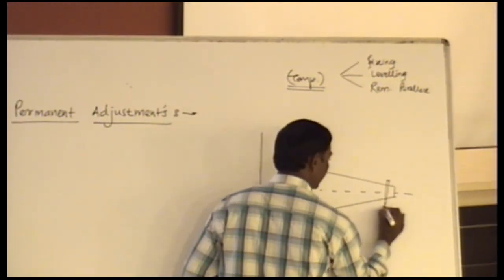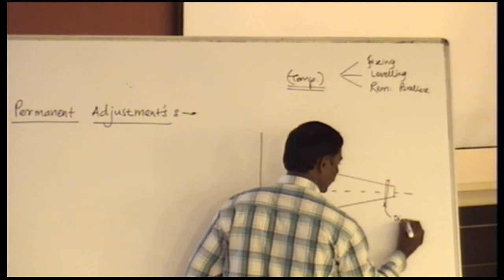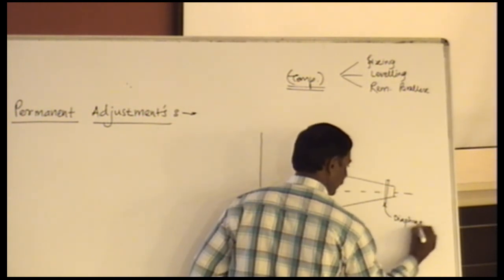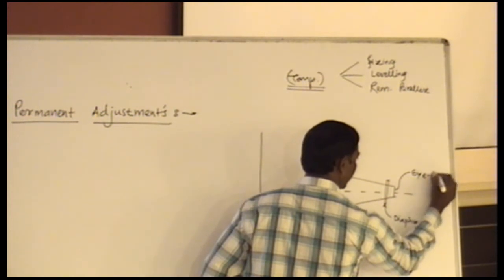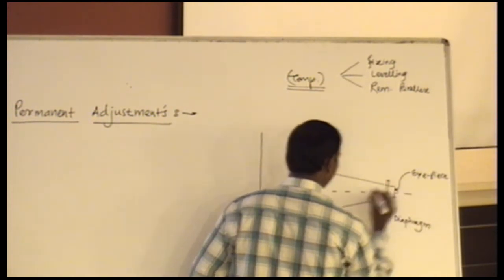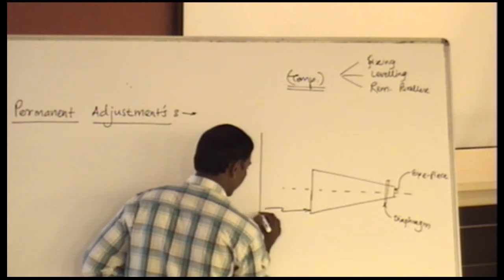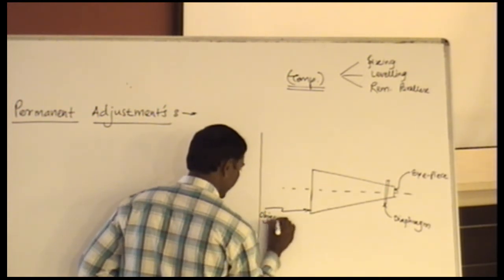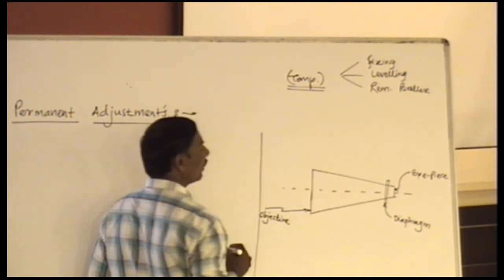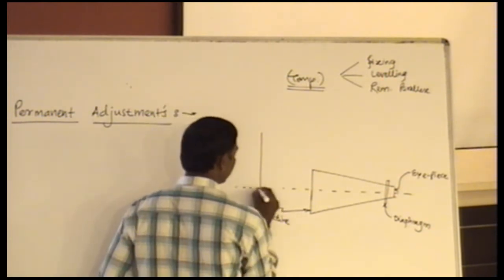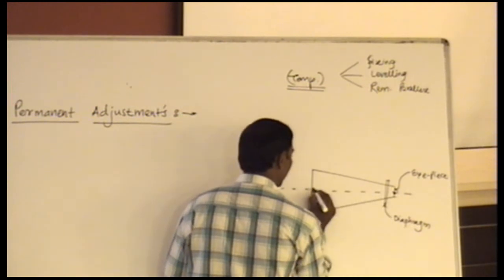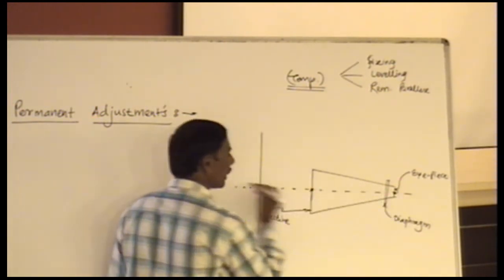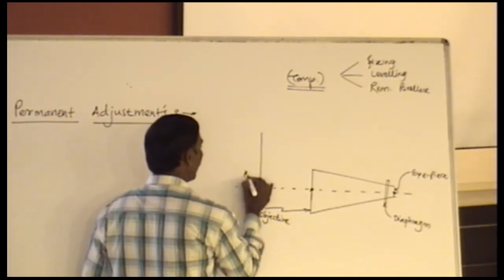This one is the eyepiece. This is the object glass, or we can say the objective. But we are interested in the axes. More correctly, a line joining the center of the eyepiece to the center of the object glass is called the axis of telescope.